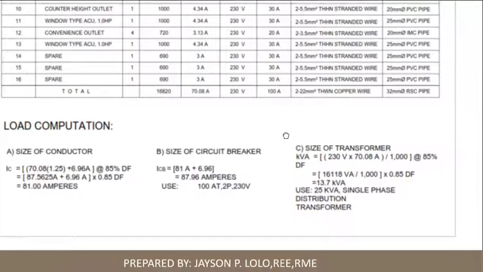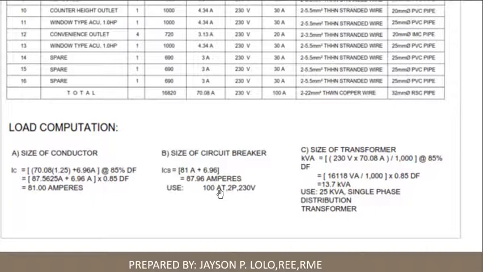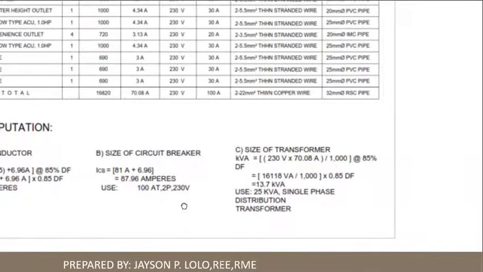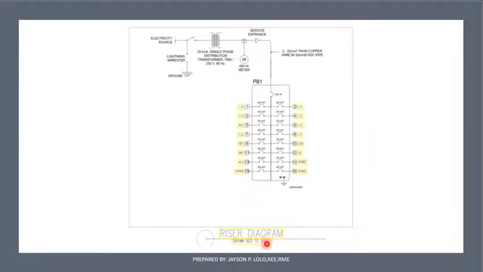So this is the load computation. Size of the conductor, this is to know what will be your main wire that you will use. Size of circuit breaker, the main breaker. Then the size of transformer, which you need to apply in the double line. There's a load computation that you need to crisscross to check if your schedule of loads and the load computation are correct. Then the next one is the riser diagram.